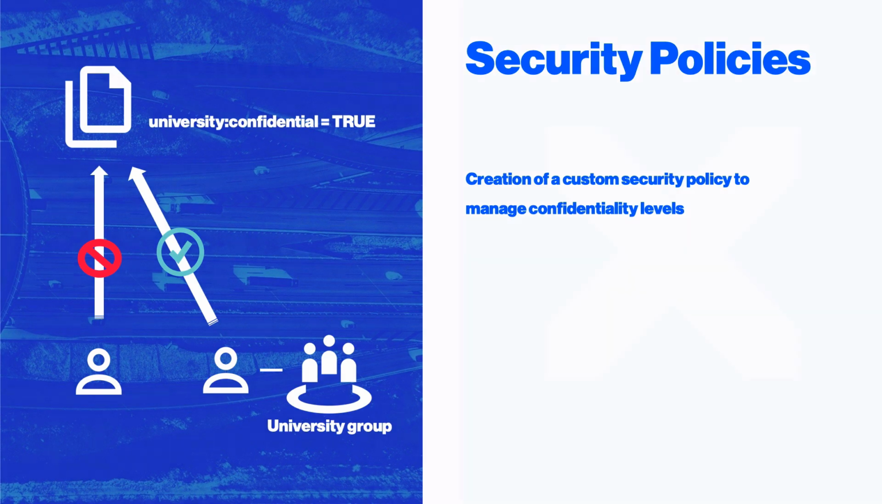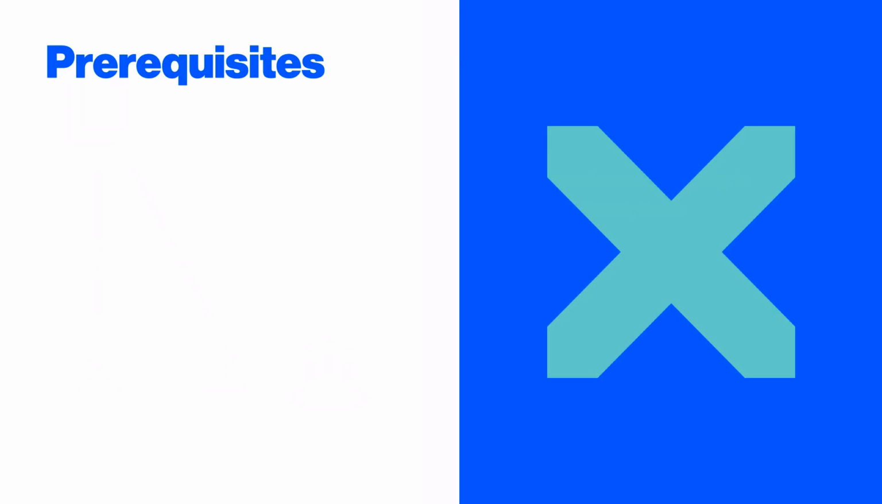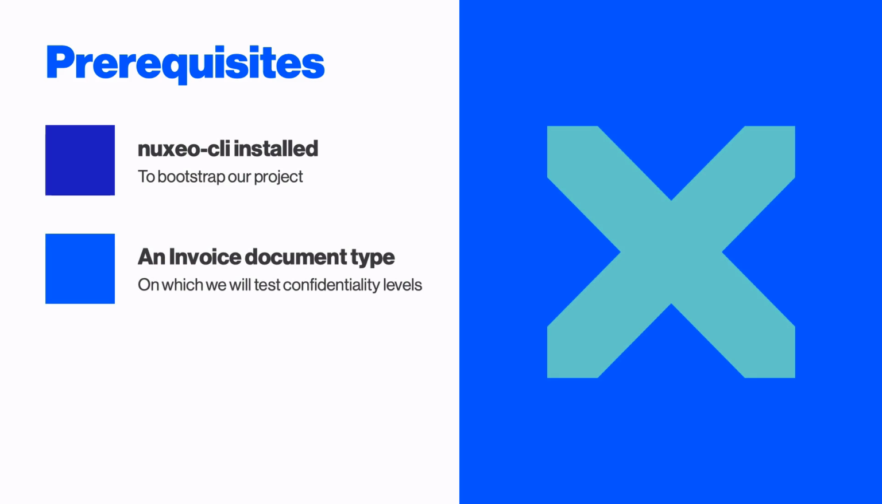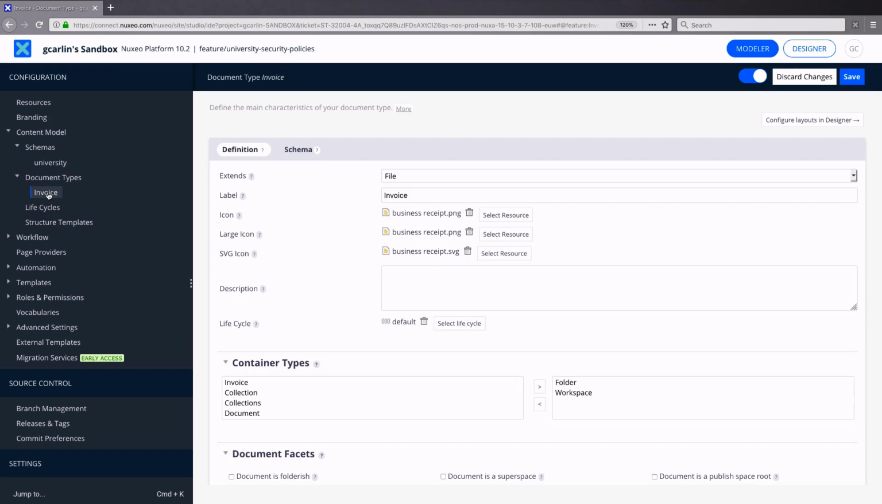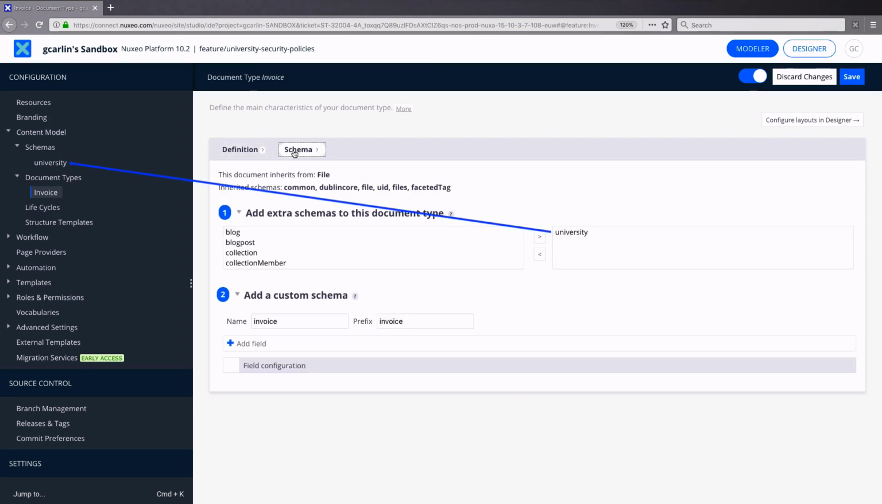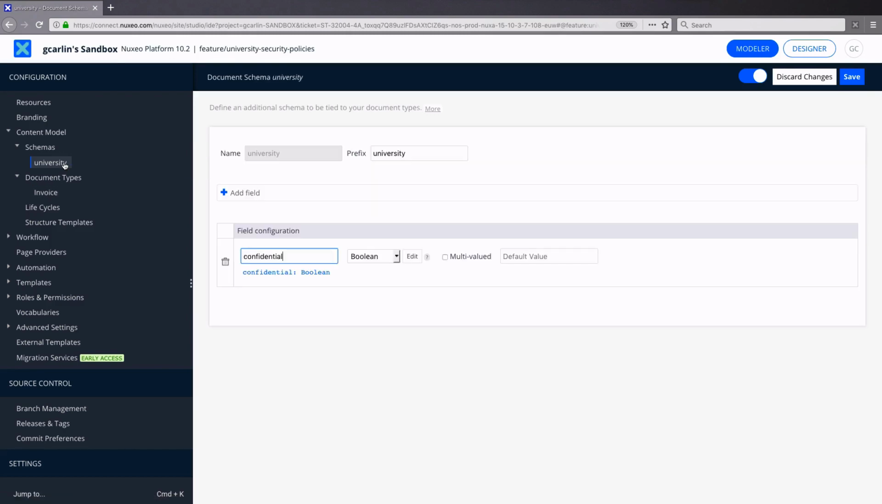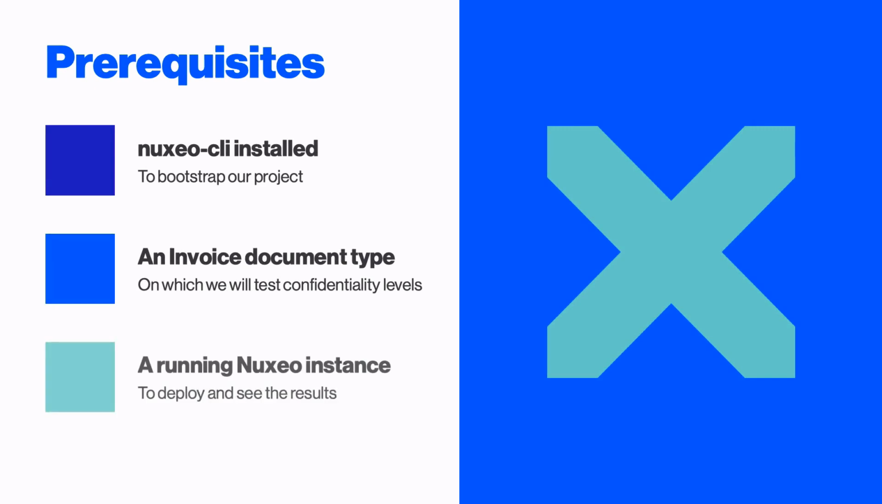Before starting this practical case, we need several elements. First, we need the Nuxeo developer tool called Nuxeo CLI. It will help us to bootstrap our project, prepare all we need to extend the security policy contribution, and package our add-on. Then, we need our invoice document type previously created using Nuxeo Studio, which inherits from file. We created an external schema, attached it to invoice, which indicates the document confidentiality. Finally, we need a Nuxeo instance to deploy our configuration and see the results.